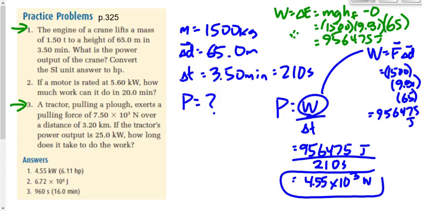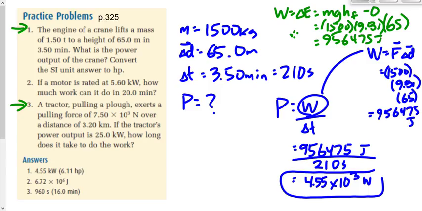Now, they ask us to convert it to horsepower. I'm not worried about that. I'm not going to ask you on a test to convert anything to horsepower. But if you did convert that to horsepower, all we do is divide it by 750. Okay, there's 750 watts in a horsepower, so divide by 750. You won't have to do that, though. All right?